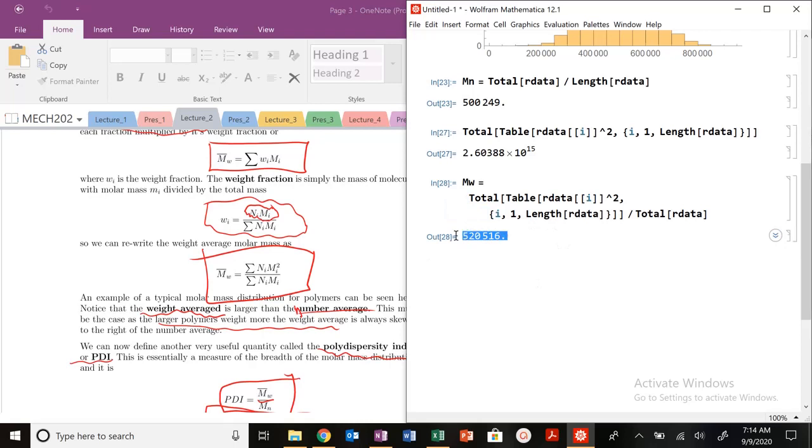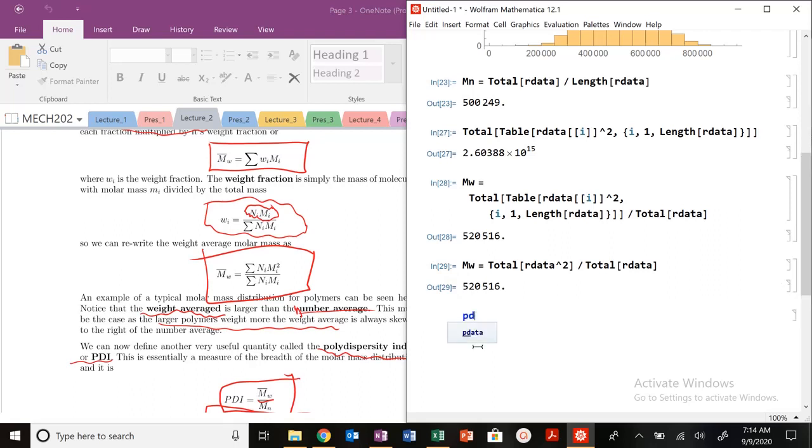Sanity check, M sub w always has to be greater than or equal to M sub n, and that works. I could also have done this a little bit nicer if I just did Total of our data squared, divided by Total of data. Yeah, same value. Good sanity check as well.